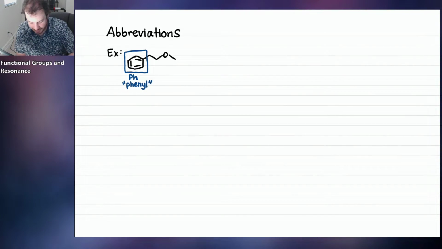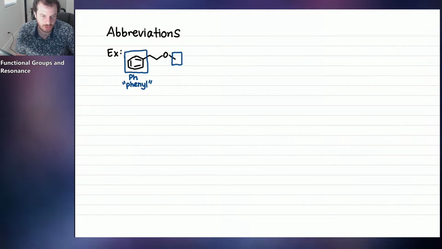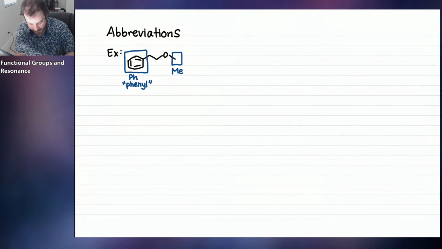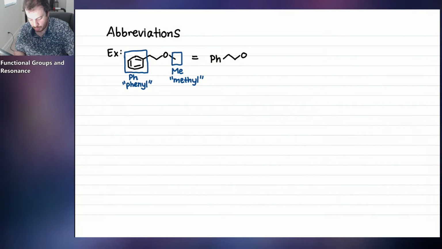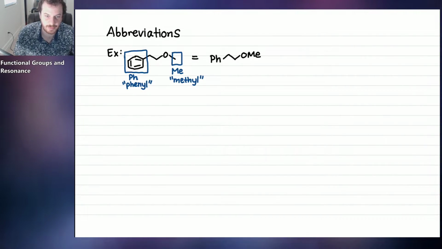And then over here on the other end of the molecule, we have a CH3 group, and that is a methyl group. And we can abbreviate that ME for methyl. So if we redraw this molecule with abbreviations, now we can just draw it like this, PhOMe. And that represents the exact same molecule. We just abbreviated the arene on the left as Ph and the methyl group on the right as Me.